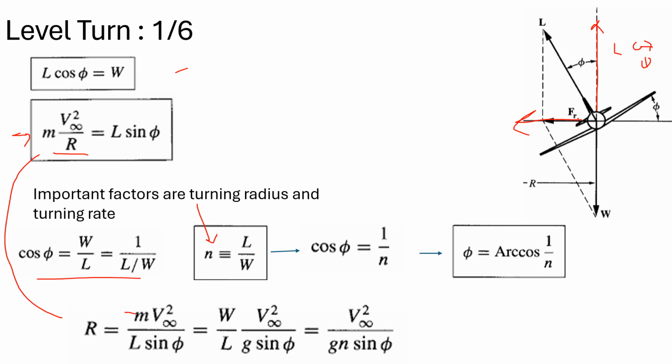Now this n is a very useful term. This is defined as the load factor. This is the load on the wings of the aircraft. As a matter of fact, your aircraft is actually pulling up that many weights. So if load factor is 2 or n is 2, your wings are actually lifting up twice the weight of the aircraft. If the load factor is 3, your wings are lifting up 3 times the weight of the aircraft. So n is very important.